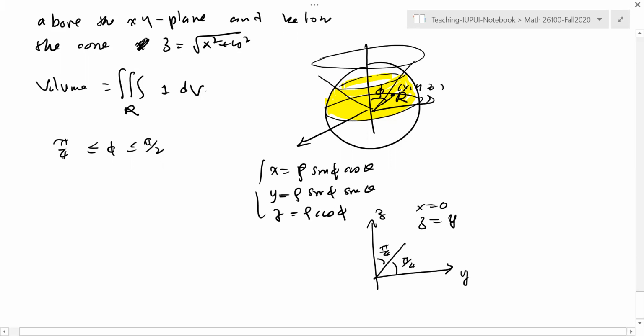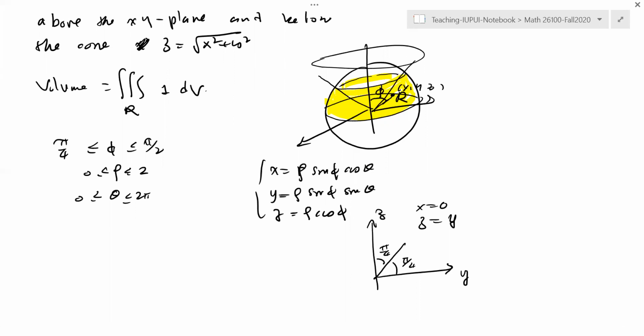So you get pi over 4. And rho is clearly between 0 and 2. Theta is between 0 and 2 pi, no restriction on theta. You can rotate around the z-axis completely. Okay, so that's it. So this is my R prime.